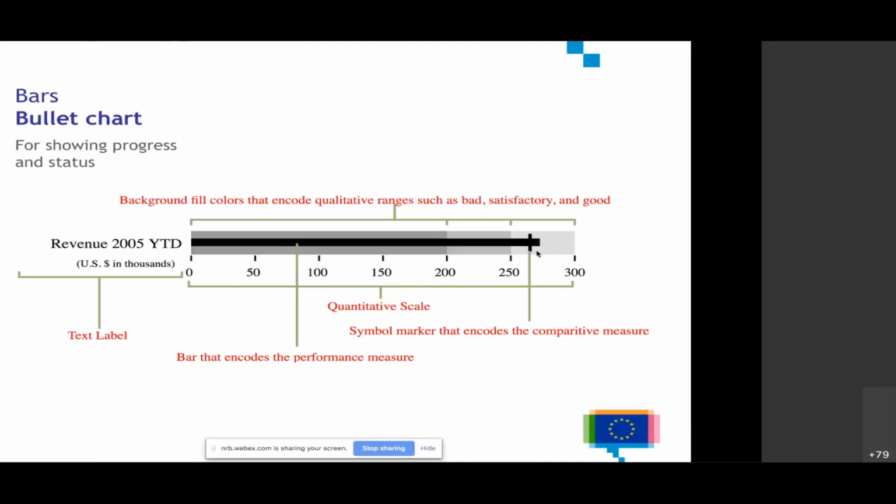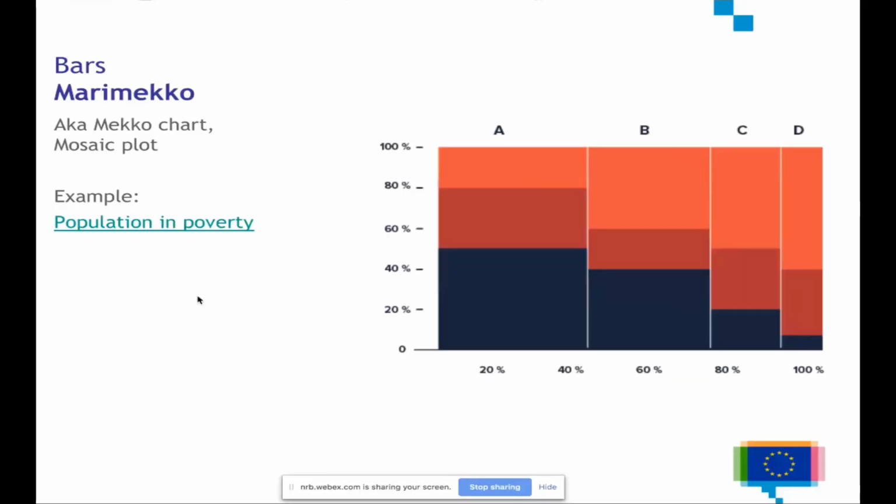The next chart that we are looking at is called the Marimekko chart or a mosaic plot, and you can use it to show two kinds of shares that different categories have. It's a bit difficult to explain with just this example of a Marimekko chart we're looking at, so I'm going to show you a real life example.